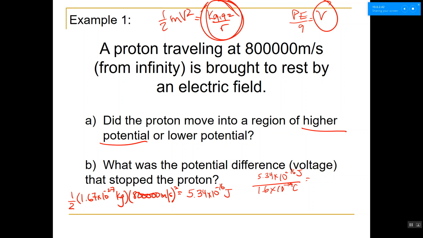You have a number? That sounds about right. Volts, or joules per coulomb. All right. Not too bad, right?